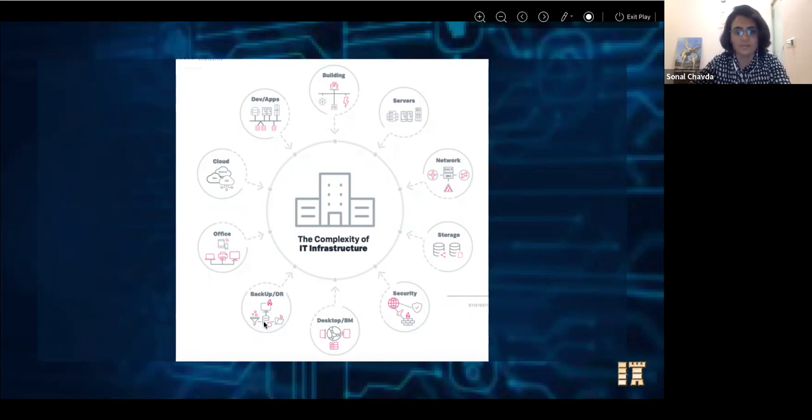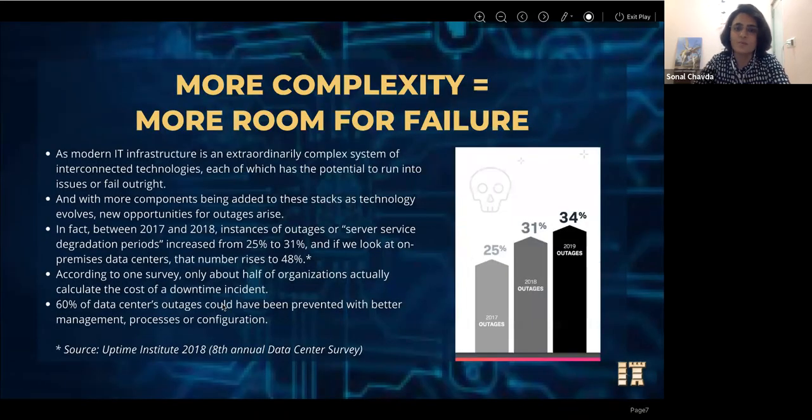Looking at this kind of complex infrastructure, the more complex it is, the more room for failure. And that can be seen from some surveys. If you look at this graph, year by year, in these 3 years, the percentage of outages keeps increasing.